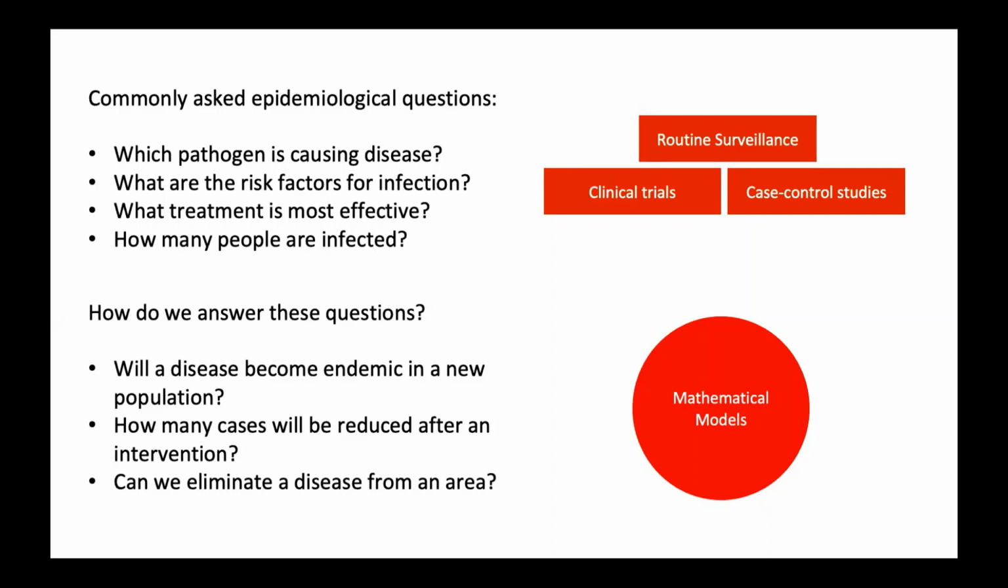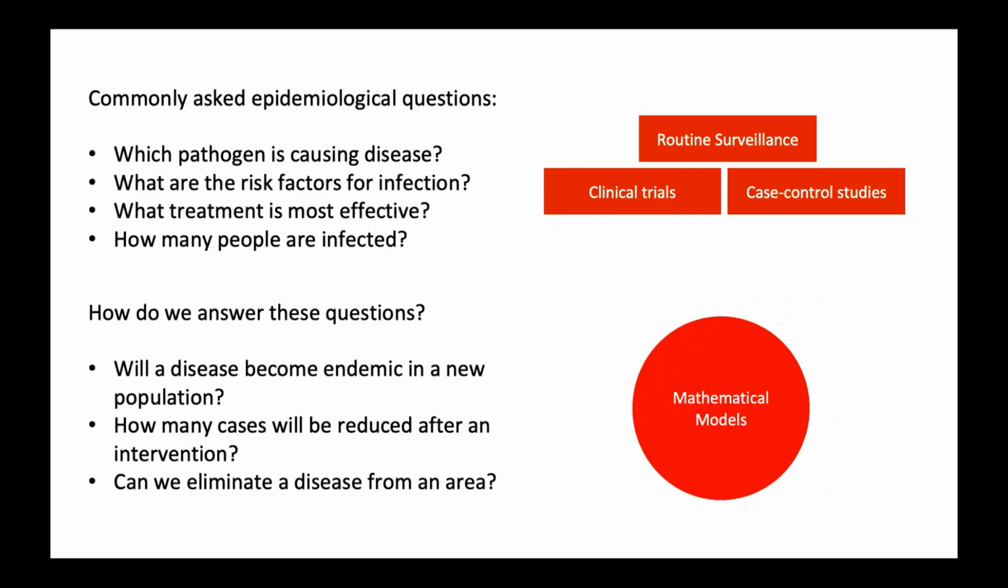We can conduct a clinical trial to understand whether a treatment is effective. We can conduct surveillance to understand how many people are getting infected, and also do case control studies to look at risk factors. But there are limitations to many of these methods, and certain questions that you cannot answer. Things that you wouldn't be able to answer with these tools are: will a disease become endemic in a new population? How many cases will be reduced after you do an intervention? And can we eliminate a disease from an area?